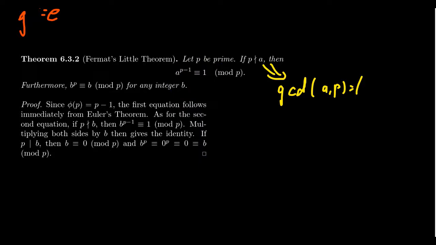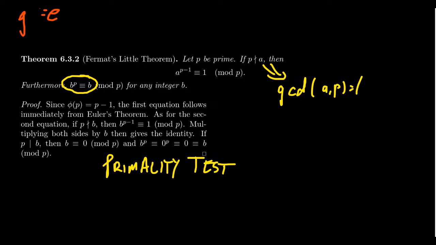Now, why are such theorems actually useful whatsoever? Well, I want to mention that Fermat's little theorem provides one of the first basic primality tests that we have. Primality tests are actually very important things from number theory. They have some important consequences in computer science, which we'll see in the next chapter. A primality test is a test to determine whether a number is a prime number or not.